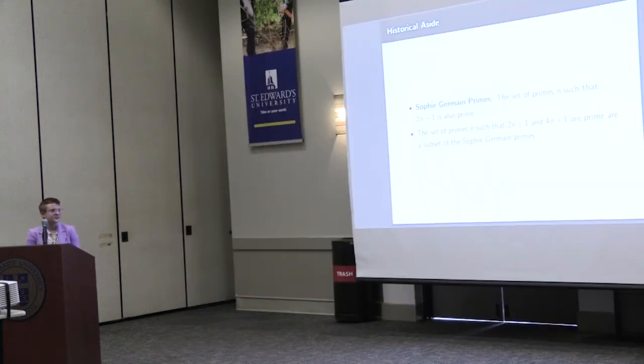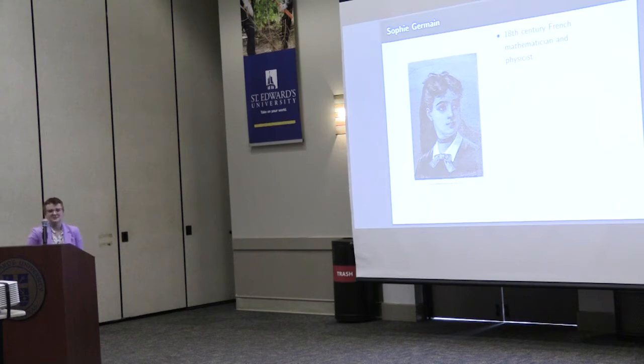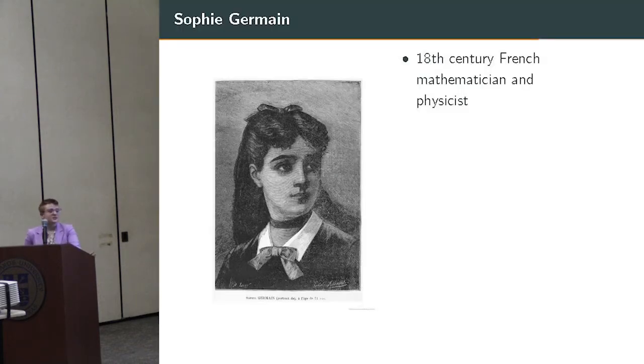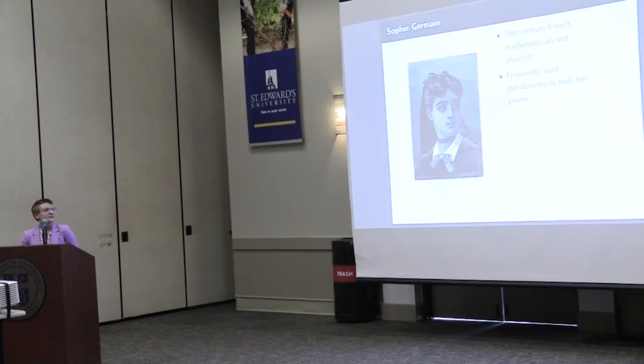And so you may be wondering, who is Sophie Germain? Well, here's Sophie Germain right here. She was an 18th century French mathematician and physicist. As I'm sure you can imagine, it was not ideal to be a woman mathematician in the 18th century. And so she often hid her name and her gender using pseudonyms so that any of the work that she did would be taken more seriously by the mathematicians of her time.